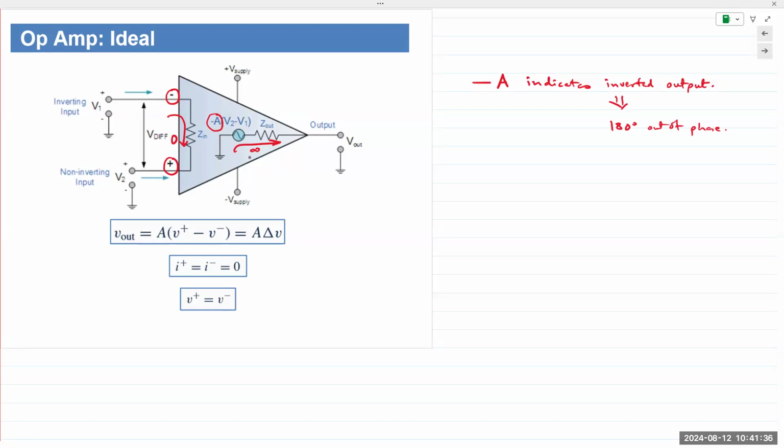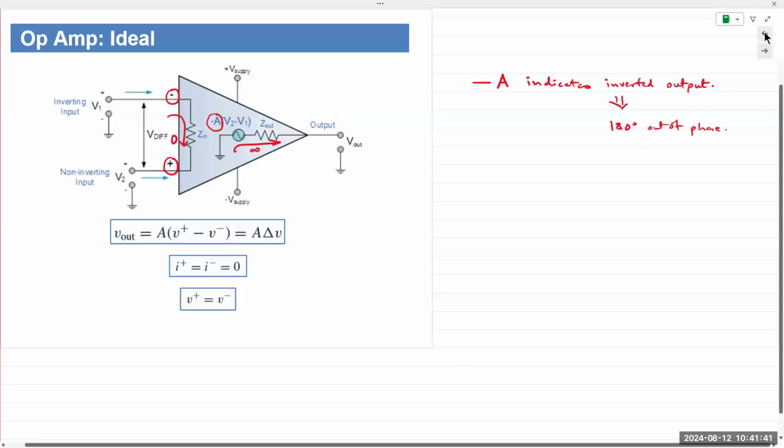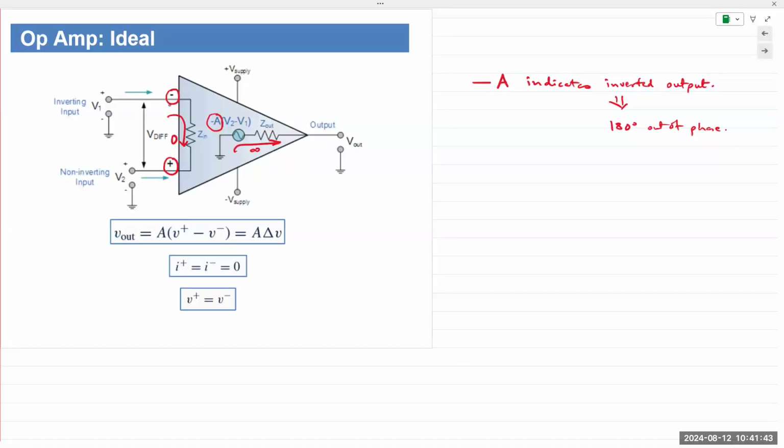So one of the things we assume for our analysis purposes is that if there is no current going into the op amp, we say I plus and I minus, meaning the current going into the inverting terminal and the current going into the non-inverting terminal, is equal to 0. And if it's equal to 0, then the voltage drop across that input impedance is also 0.